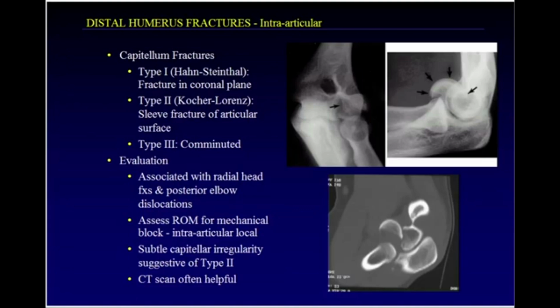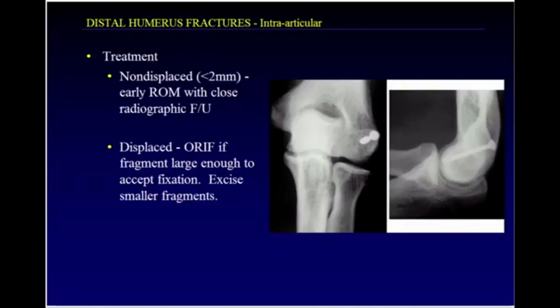You must assess the range of motion for a possible mechanical block. A displaced capitellar fracture can actually function as a mechanical block to elbow flexion. If you have subtle capitellar irregularity, that would be suggestive of a sleeve fracture, a type 2 fracture, and CT scan can also be helpful in that diagnosis.